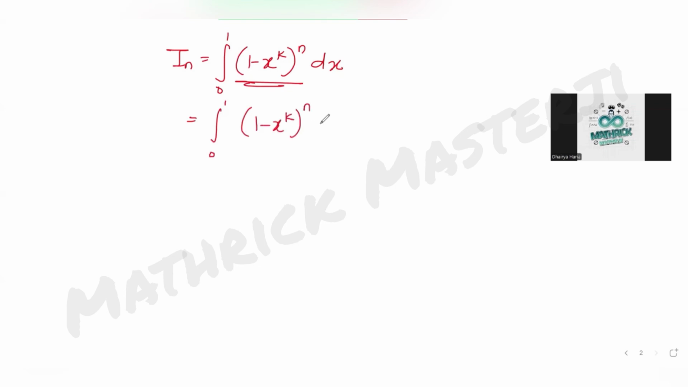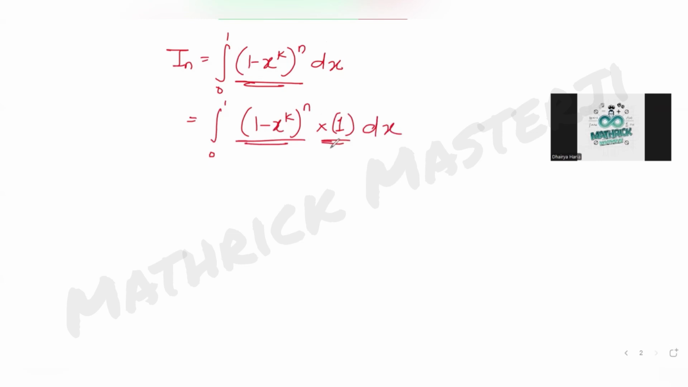Let's see how to solve this question now. I_n is given to us as the integral with limits from 0 to 1 of (1 minus x raised to k) the whole raised to n dx. There's only one expression, so to solve this further, I'll manipulate it by multiplying it with 1, so I get it in the form of a product rule.